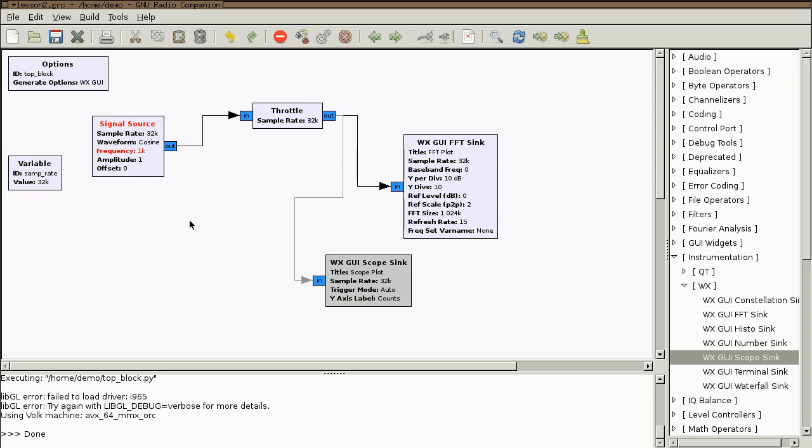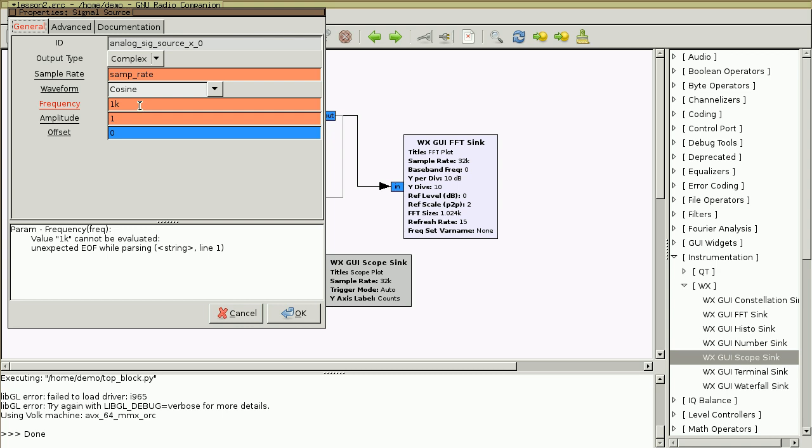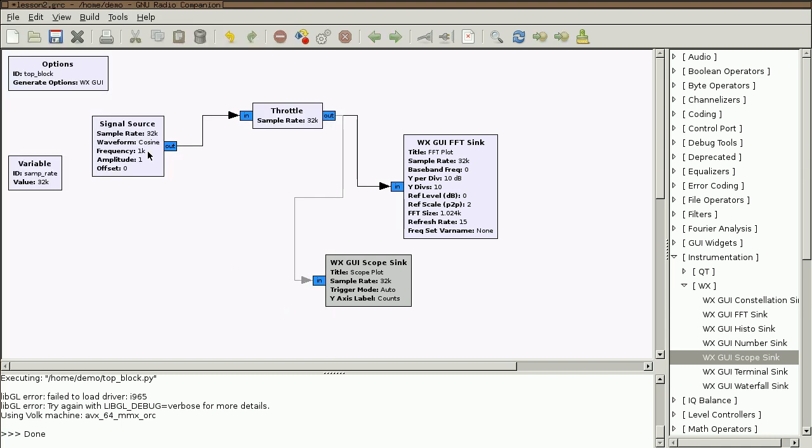That may seem a little silly because that is actually how it displays the correct value, but it is an incorrect way to configure it. It tells you right here, value 1K cannot be evaluated. The reason is that we're typing a Python expression. 1E3 means something in Python, and 1000 means something in Python, but 1K doesn't normally mean anything to a Python program. So we'll set that back to its original configuration, frequency of 1 kilohertz, sample rate of 32 kilohertz.